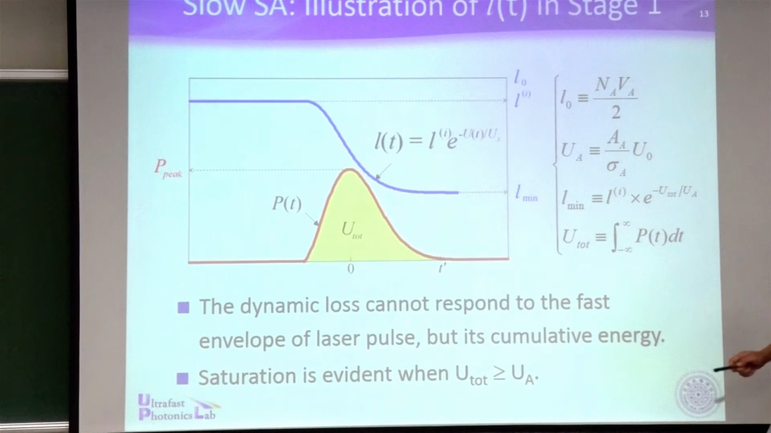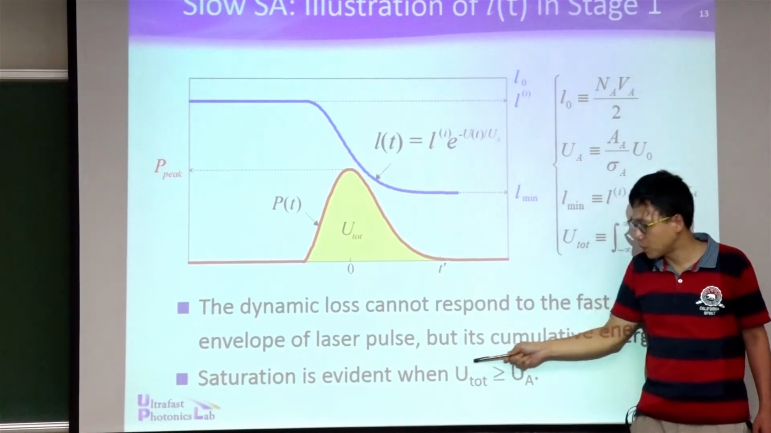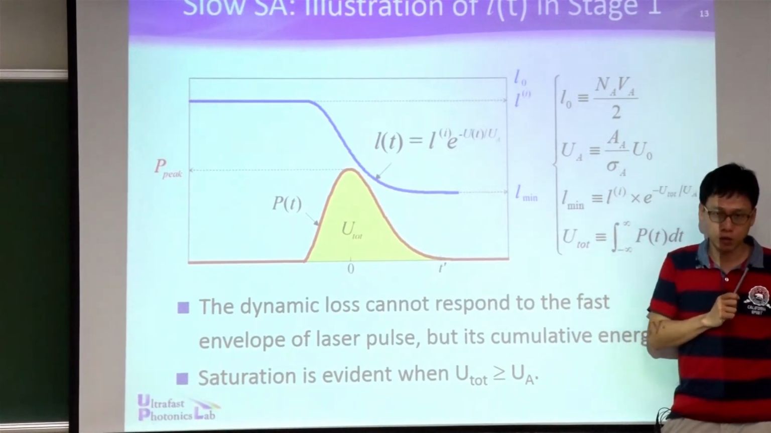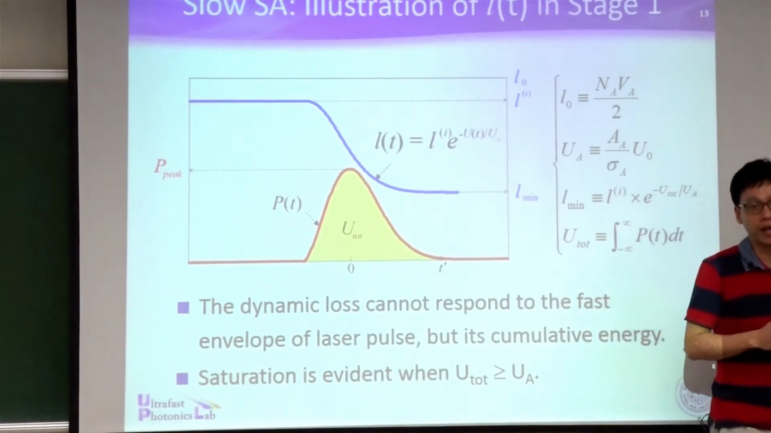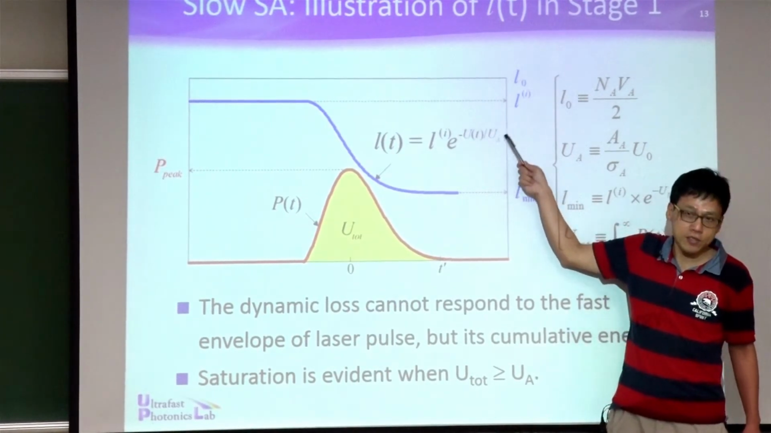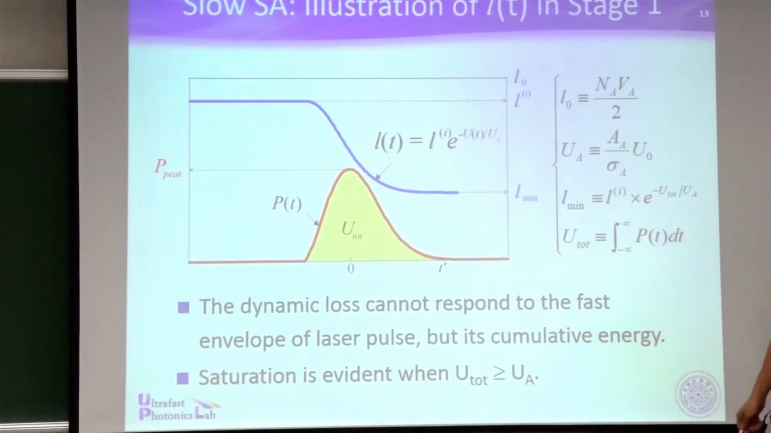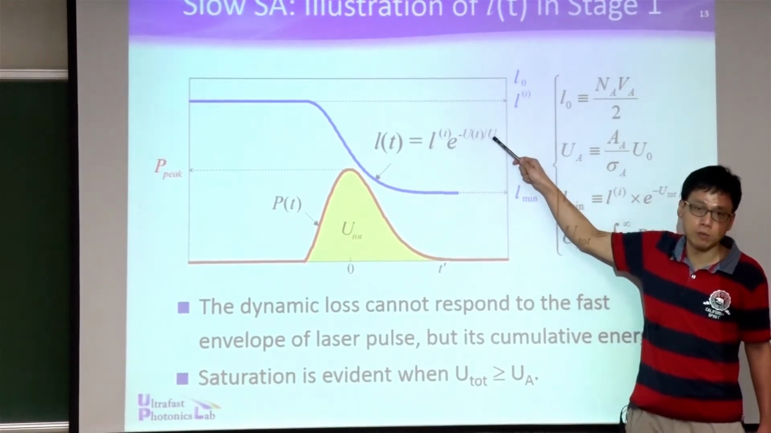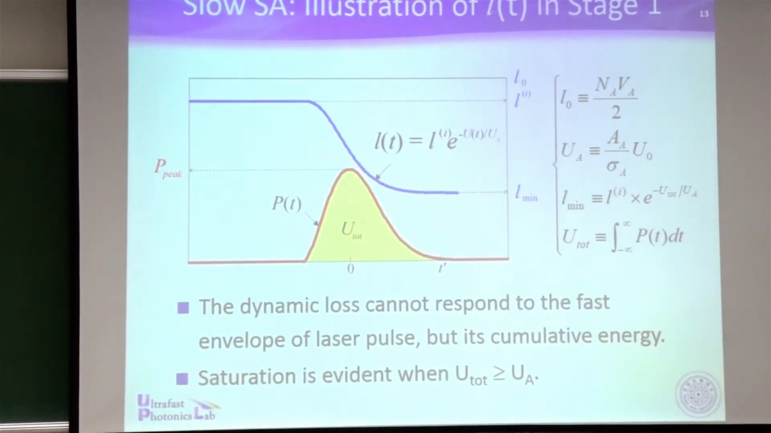Second observation is the saturation is evident when your total pulse energy is large. What is your total pulse energy? The total area under the red curve. If the total area is bigger than the saturation energy, then this term matters. You can see a clear loss saturation. On the other hand, if your pulse energy is too small, this ratio is very small, then the blue curve is close to a flat curve. You cannot observe the loss saturation.